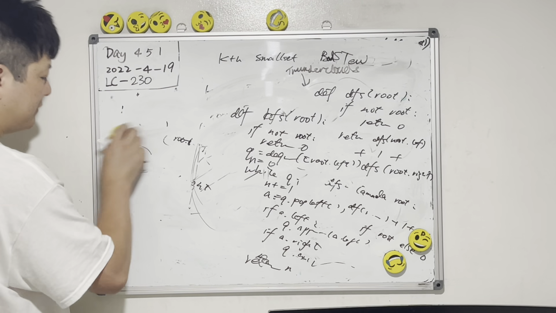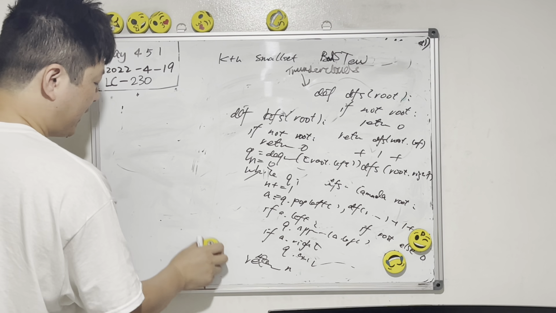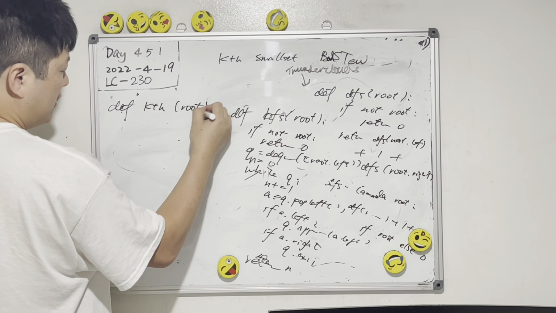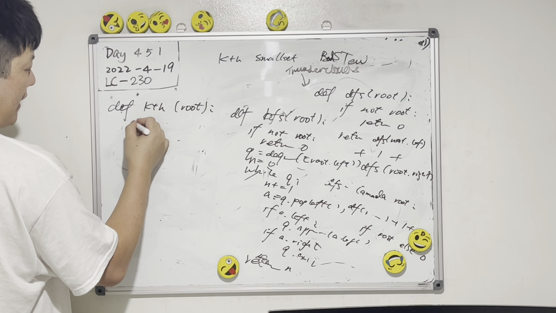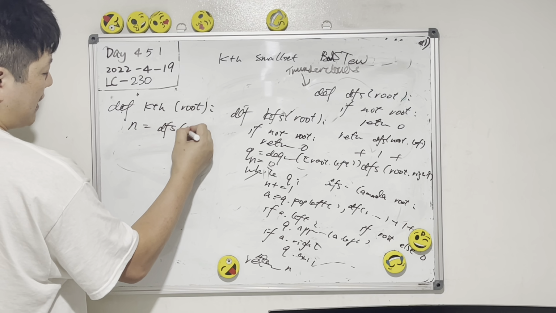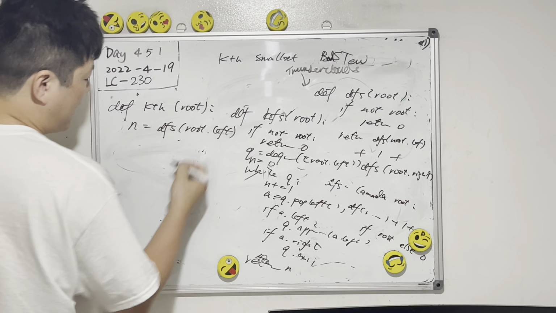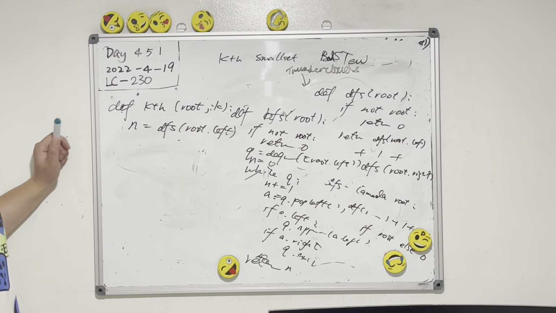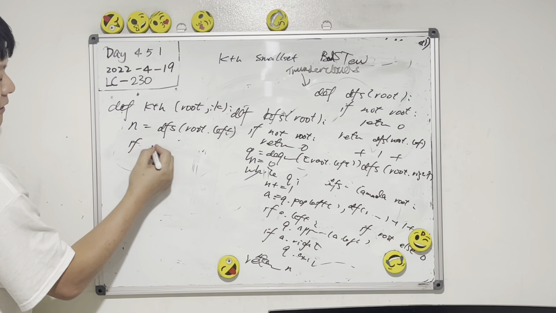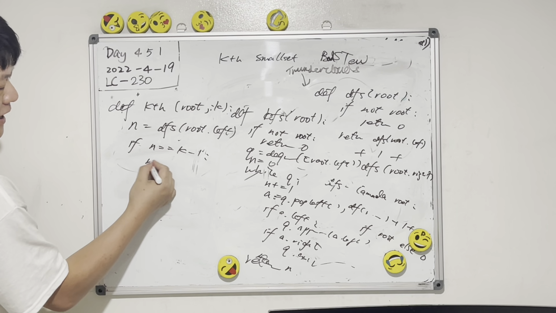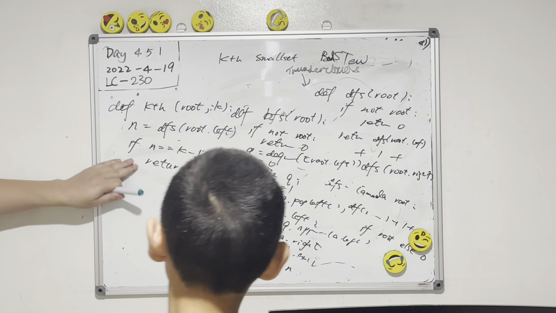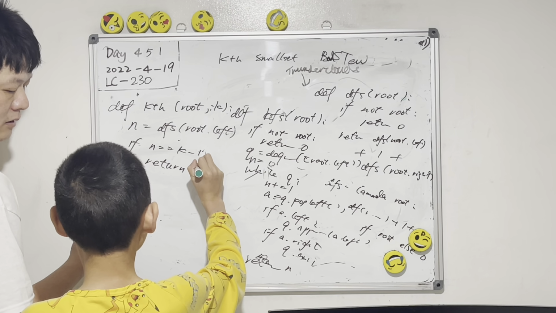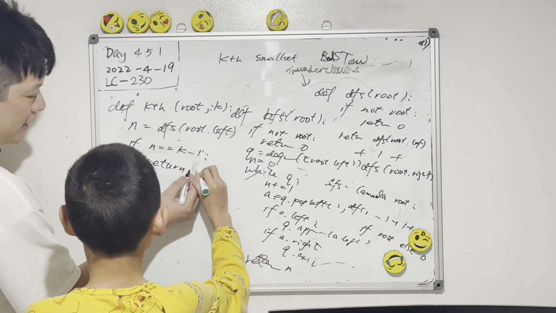Okay, and then coming back to the recursion function to find the k-th smallest node. Define kth, root. n equals, let's use the depth search on root dot left. We're counting the root's left tree, okay? Now look, the second parameter. If n equals k minus 1, return what? There's no answer, return what? If n equals k minus 1, return the root.